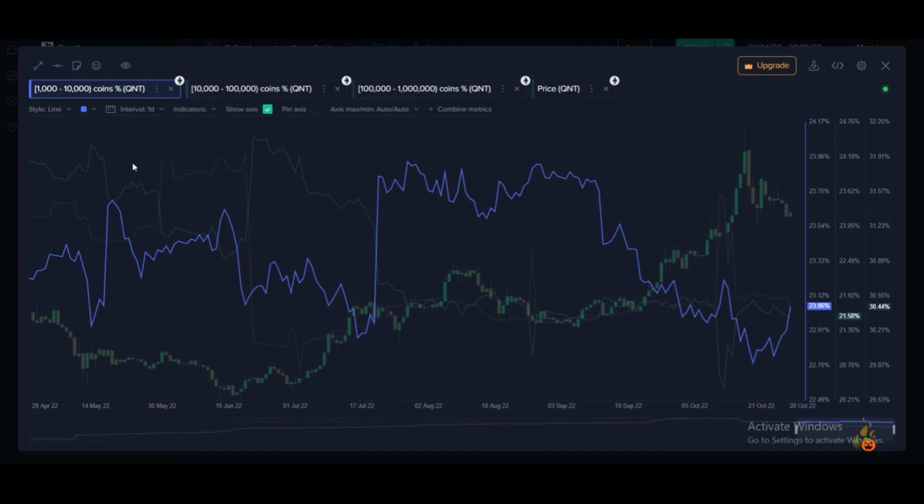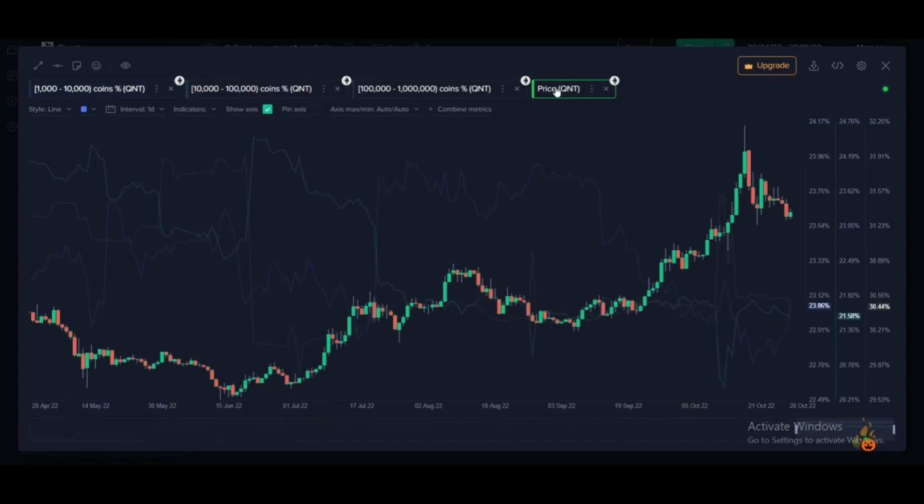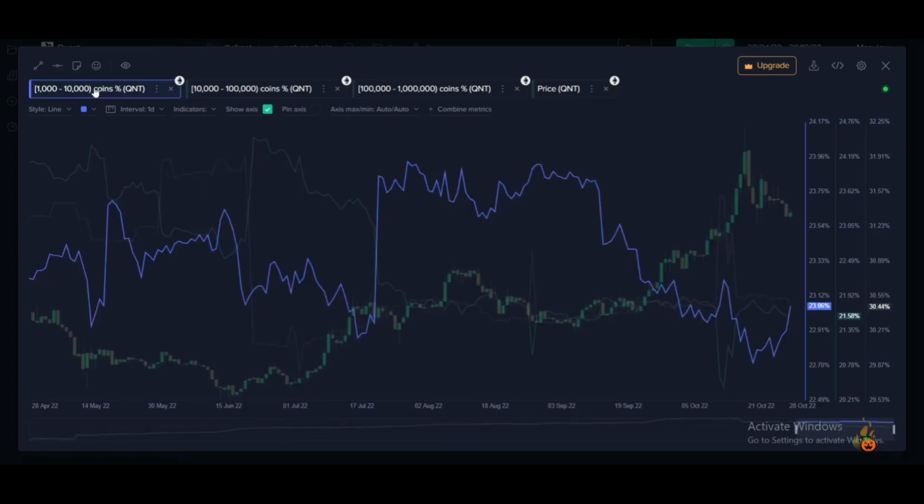Now, the good thing about this metric is when you take a look at the price right here, and you look at the addresses that have 1,000 to 10,000 Quant coins, they have been accumulating recently, ever since we topped there and then started coming down with the price. They actually started accumulating there. So that's really nice to see, because you can see that this group has got conviction, right?